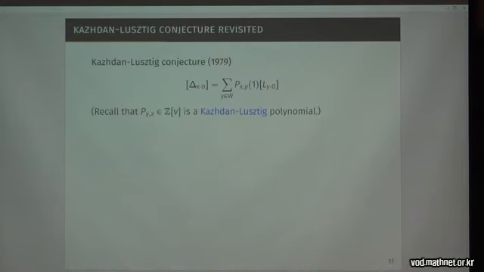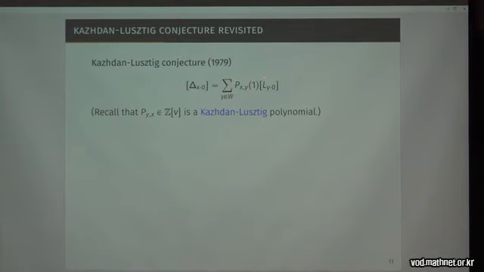Okay. So remember this Kazhdan-Lusztig conjecture. This is saying we have this Verma module, and its structure in terms of simple modules is given by the value at 1 of some Kazhdan-Lusztig polynomial. Now this is something that lives in the world of representation theory. This is the structure of Verma modules.